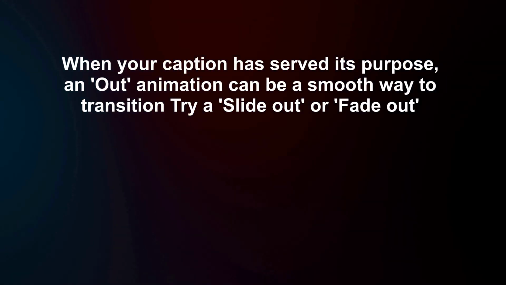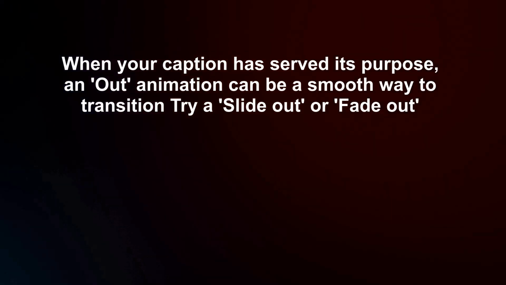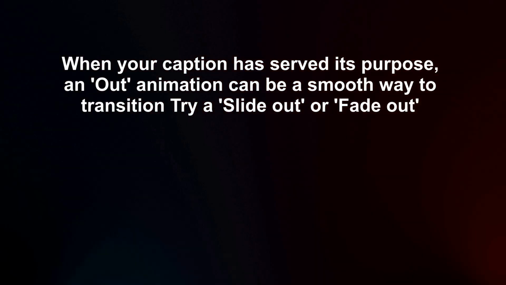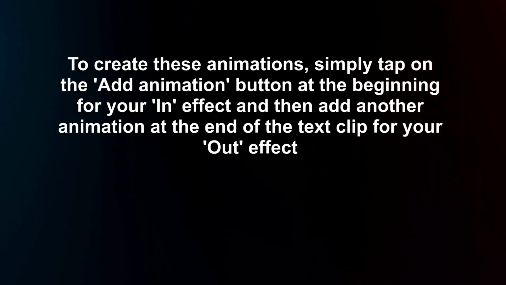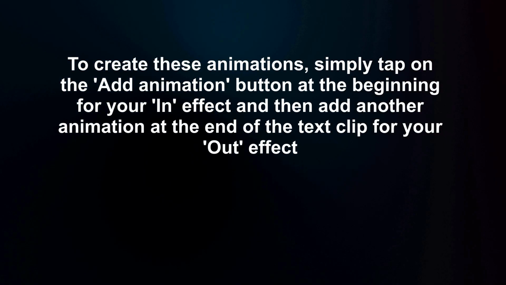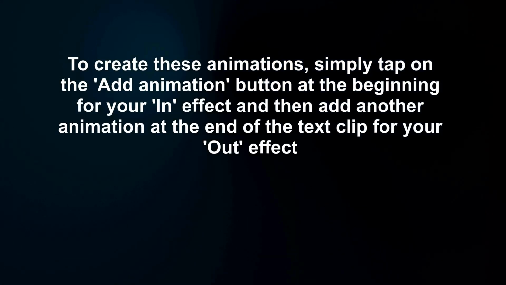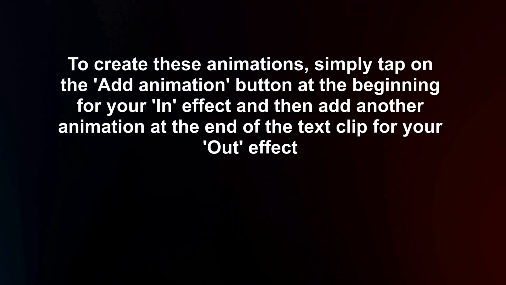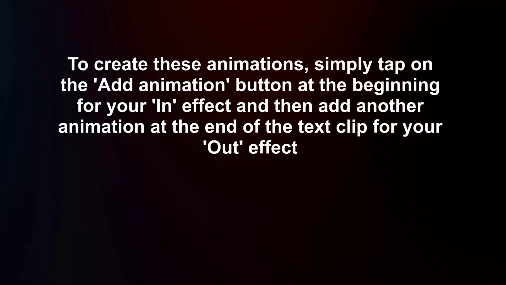When your caption has served its purpose, an out animation can be a smooth way to transition. Try a slide out or fade out. To create these animations, simply tap on the Add Animation button at the beginning for your in effect and then add another animation at the end of the text clip for your out effect.